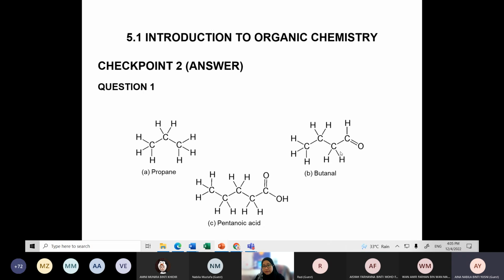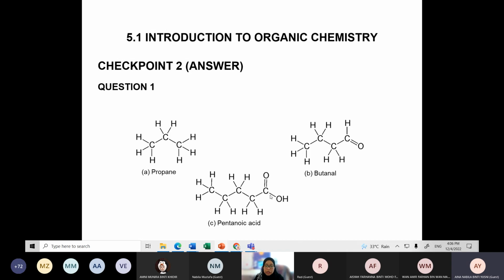So for butanal, the homologous series is aldehyde. The functional group is carbonyl, but the carbonyl group must be located at the terminal of the chain. Terminal means at the end of the chain. And then we have pentanoic acid. It has 5 carbons in the chain: 1, 2, 3, 4, 5.